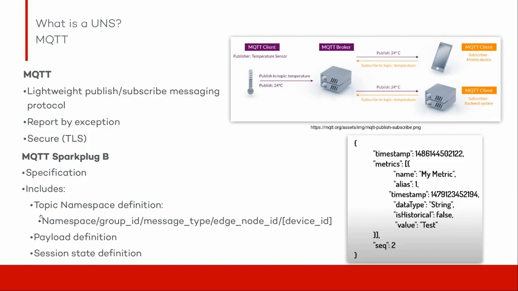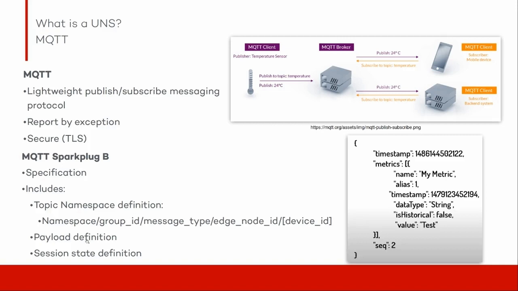But the thing that we should worry about here is the group ID, edge node ID, and device ID. The other things are taken care of by the Sparkplug B specification. And if the broker is Sparkplug B compliant, then it will be able to use this topic namespace and create the namespaces in the structure. So we'll see that in the example later on.